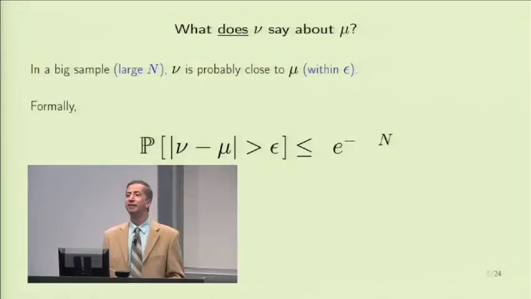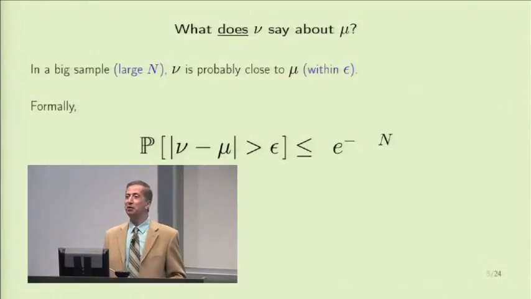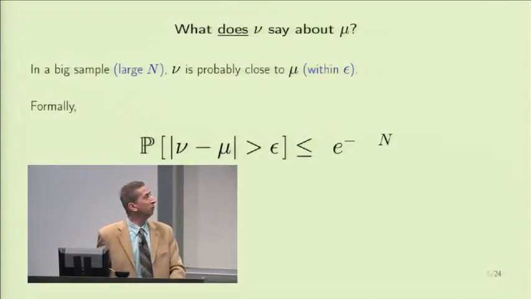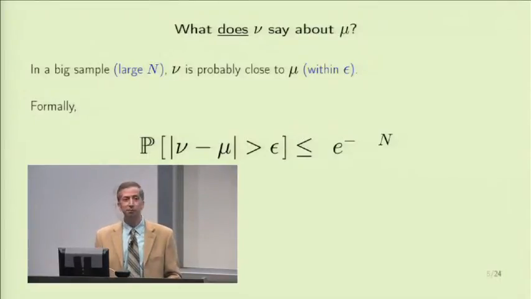Good news: it's e to the minus n. It's a negative exponential. That is great because negative exponentials tend to die very fast. So if you get a bigger sample, this will be a diminishingly small probability. So the probability of something bad happening will be very small, and we can claim that indeed nu will be within epsilon from mu, and we will be wrong for a very minute amount of the time. But that's the good news. Now the bad news. Ouch.